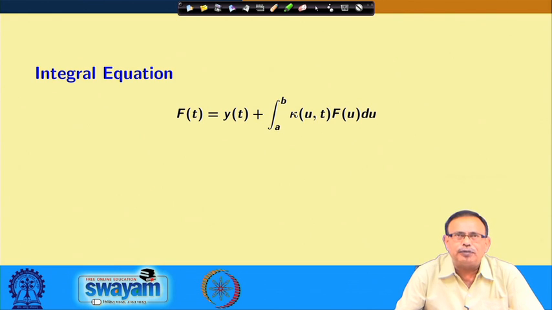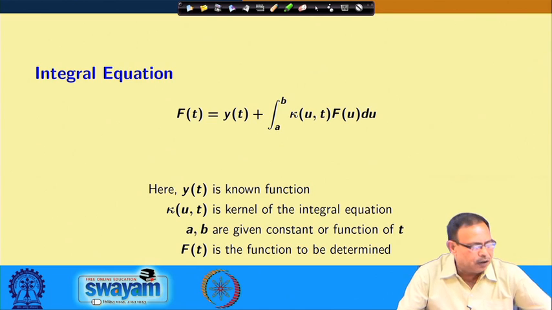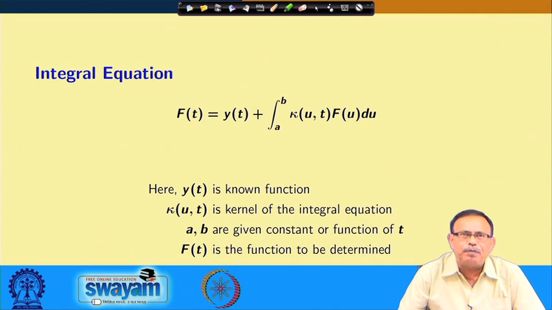So, please note that f(t) equals y(t) plus integral from a to b of k(u, t) f(u) du is known as an integral equation, where y(t) is a known function, k(u, t) is the kernel of the integral equation, and a and b are given constants or may be functions of t also, and f(t) is the function which we have to determine. So, please note that the function f(t) is coming inside the integral sign, and only then we call it an integral equation.